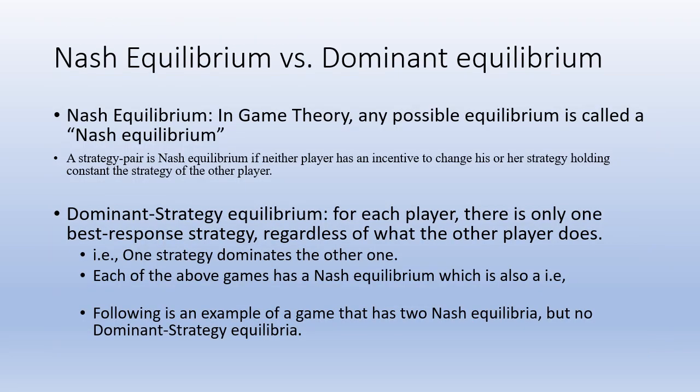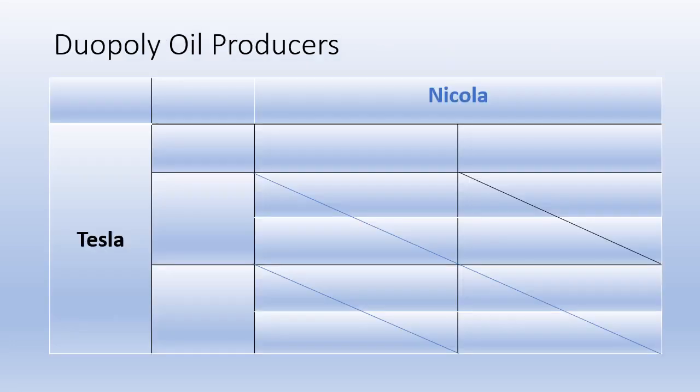So far we have seen that in game theory, any equilibrium is called Nash equilibrium. However, in a game where each player has a dominant strategy, then we have a single equilibrium which is called the dominant strategy equilibrium. Now let us talk about a game where neither player has a dominant strategy, and therefore we will not have a single dominant strategy equilibrium.